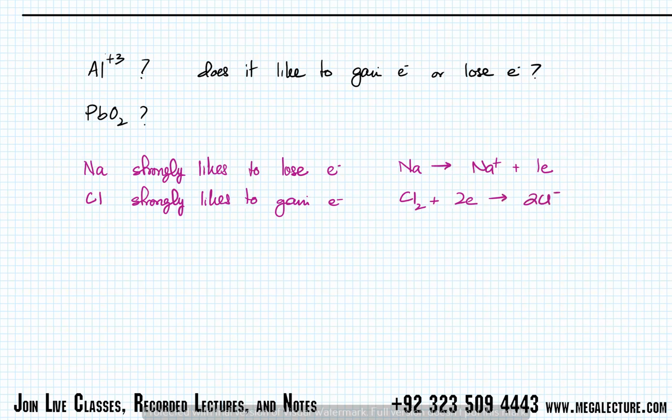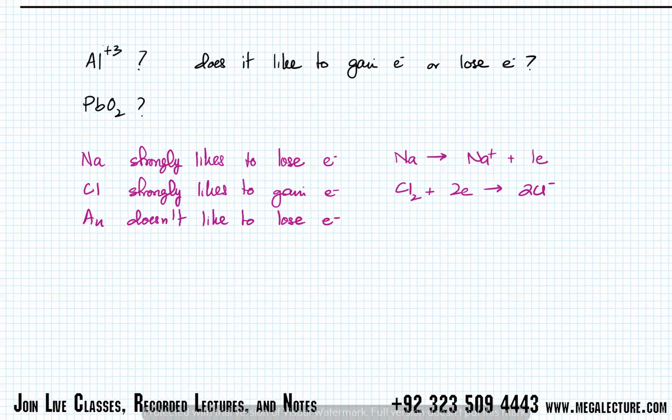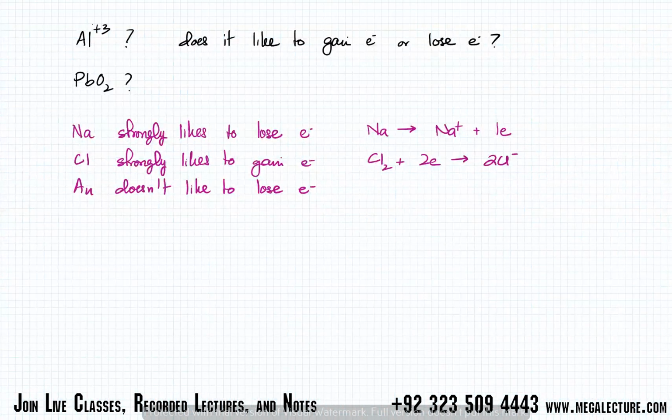If I take gold, what does gold want to do? We know it doesn't like to lose electrons. It wants to remain, it doesn't like to form ions. So some of the elements we kind of know, we can predict what they want to do. But for most of them, we can't really figure out.